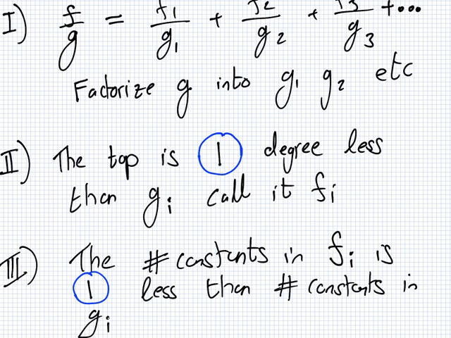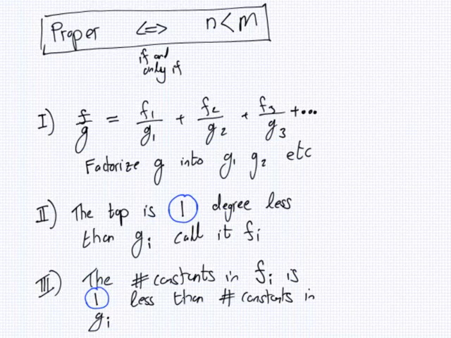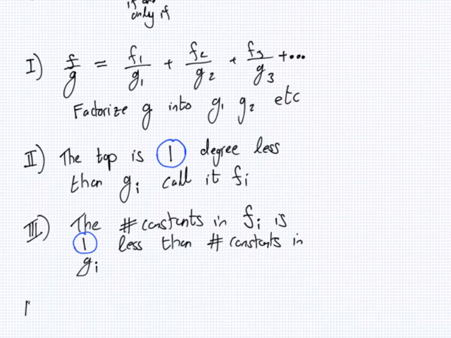Now, there's actually a fourth rule, sorry. So the fourth rule is, how do you deal with factors that repeat? So for example, maybe G1 and G2 are the same. You shouldn't actually use both.